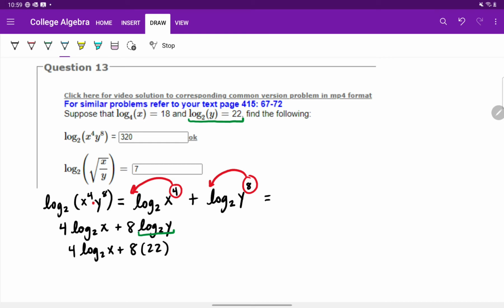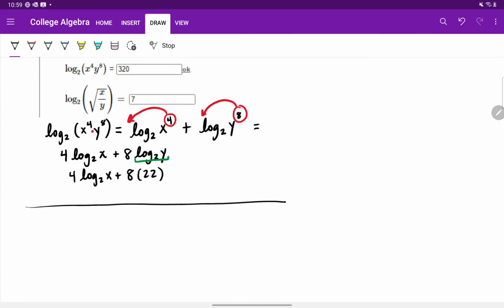We have a bit of an issue though. Log base 4 of x is known to us, but we do not have log base 4 of x. We have log base 2 of x. So right now, at this point in the problem, we're in a bit of a standstill. So I'm going to pause here. We will come back to this. But before we do, I'm going to go ahead and work on the second part of the problem.